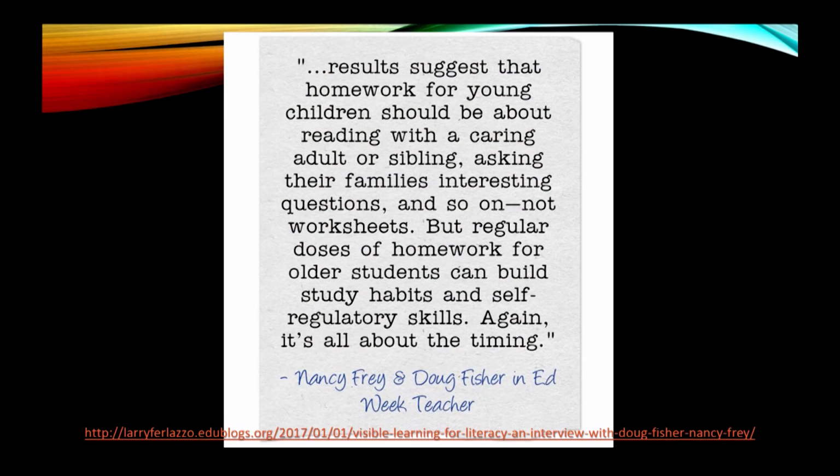Results suggest that homework, I thought I'd throw homework in there since we talked about it earlier. Homework for young children should be about reading with a caring adult or sibling, asking their families interesting questions and so on, not worksheets. But regular doses of homework for older students can build study habits and self-regulatory skills. Again, it's all about the timing. So timing and homework and different levels of assignments are really key. And Nancy Frey and Doug Fisher in Ed Week. That's where that quote is from.